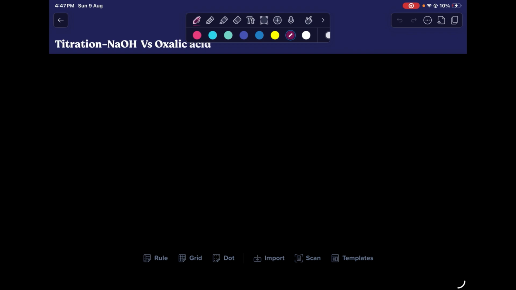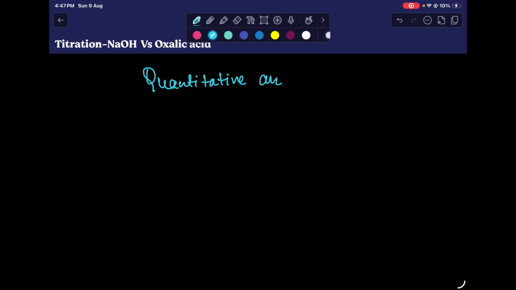Hello everyone. So let's discuss another experiment which you'll be asked to perform in your half yearly practical. This is the titration, and this one is actually the quantitative analysis. Quantitative analysis means you have to estimate something, right?